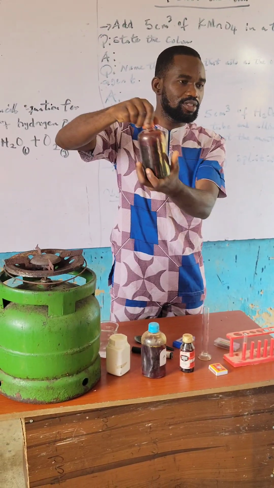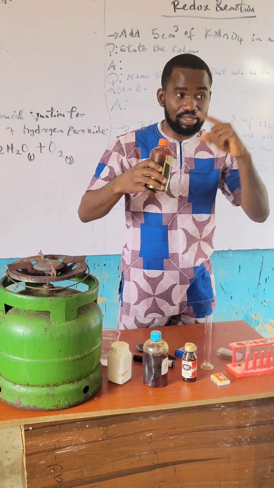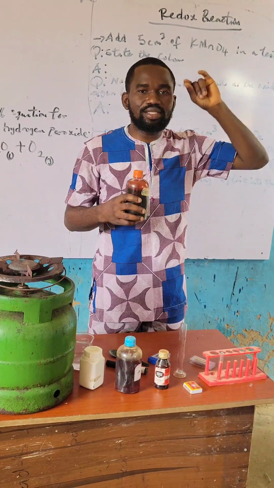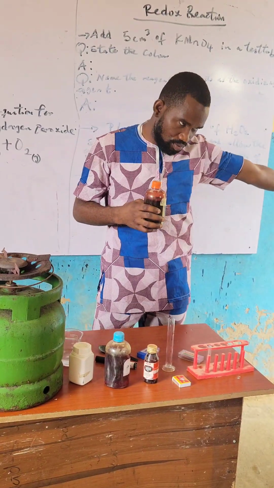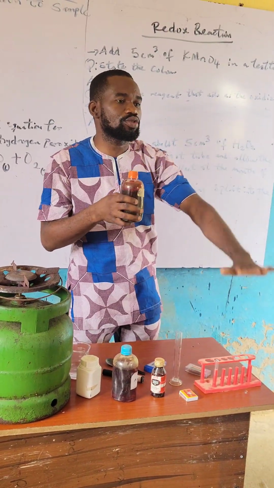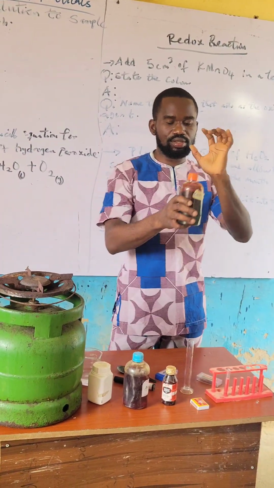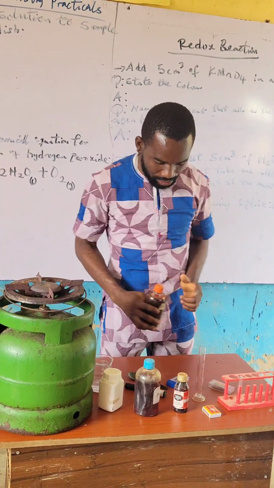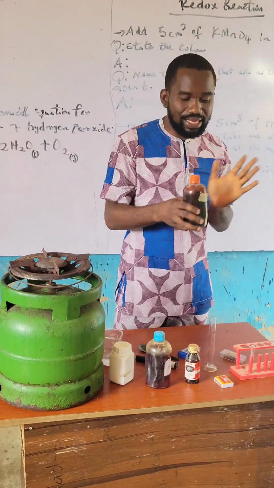So this is KMnO₄. This is potassium permanganate. It's a strong oxidizing agent. I told you guys last class. An oxidizing agent causes the oxidation of another compound that it is reacting with, while they themselves are what? Reduced. And reduction means to gain electrons, right? So this is an oxidizing agent, which is potassium permanganate, and it's always purple.